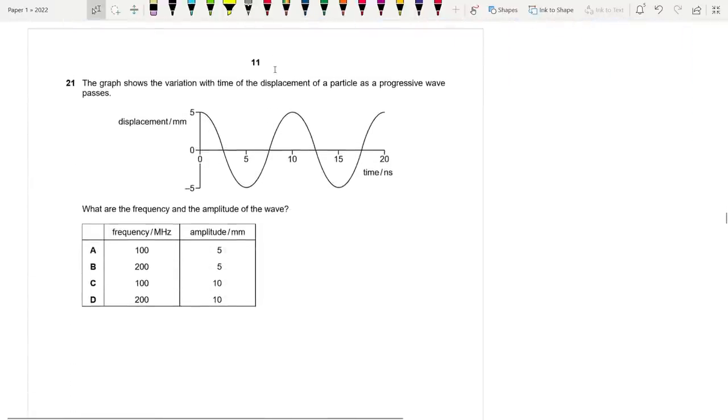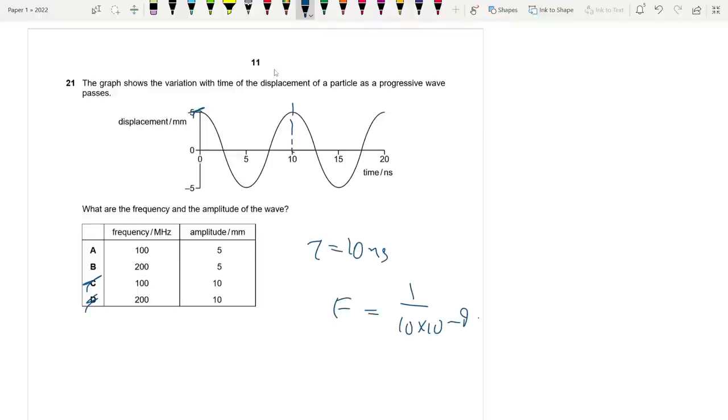Let's go ahead. We're moving on to waves now. The graph shows the variation with time of the displacement of a particle as a progressive wave passes. What are the frequency and amplitude? So amplitude is clearly 5 millimeter. Amplitude is clearly 5. And what about the frequency? The time period is 10 nanosecond. So frequency is 1 by 10 into 10 to the power minus 9.